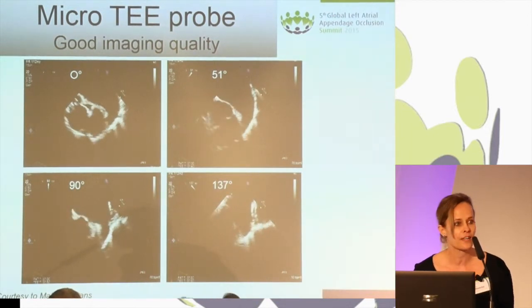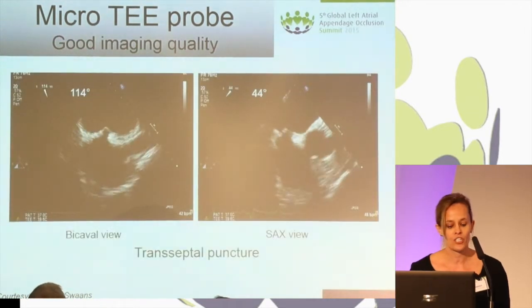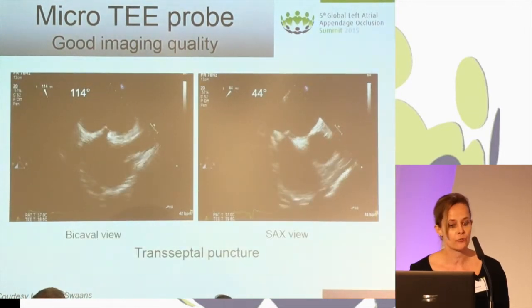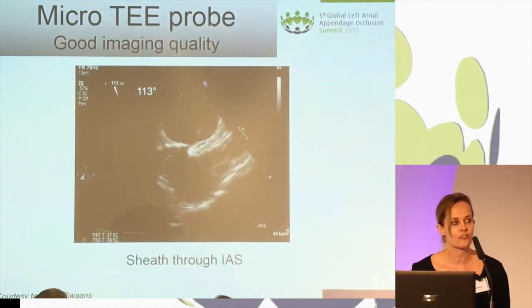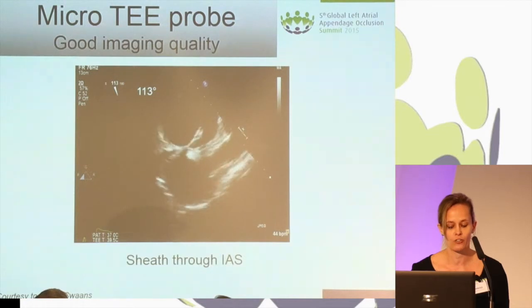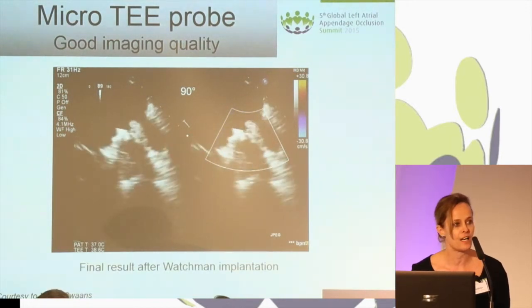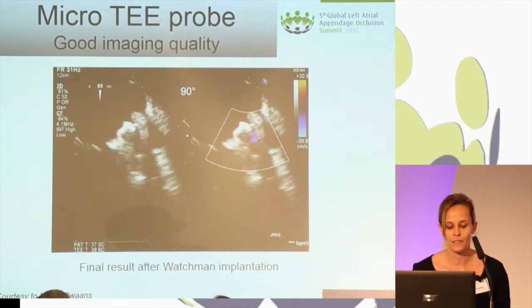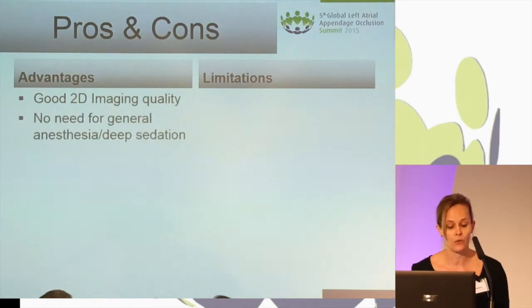I think you agree that the imaging quality is quite nice with the probe. In this imaging, we see a bicaval view and a short axis view where we can see the tenting during the transeptal puncture. In the next view, we see the sheath coming across from the right atrium to the left atrium. And in this view, we see the comparison with and without color Doppler, the assessment after the placement of a Watchman occluder. So imaging quality is not bad with these microprobes. We get quite good imaging quality.